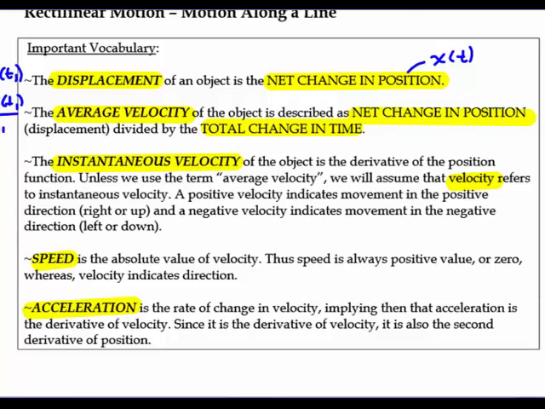Instantaneous velocity is your velocity. It's your derivative. So this is just going to be x prime of t. Speed is the absolute value of velocity, so it's the absolute value of x prime. And acceleration would be x double prime of t. Oftentimes what you'll see is you'll see instantaneous velocity written as v of t, and we're completely fine with that. And you'll see x double prime written as a of t, and we are okay with that.